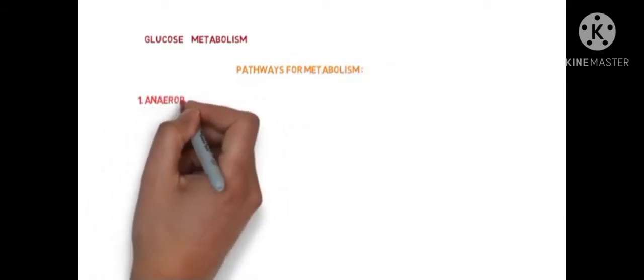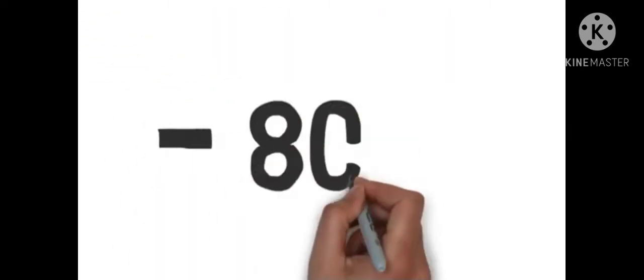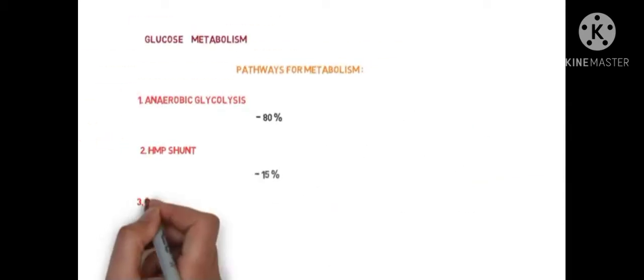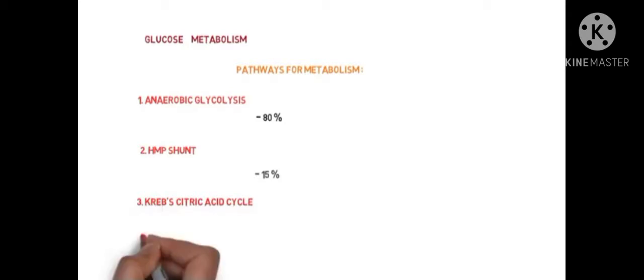The first one is anaerobic glycolysis, or we can say the glycolytic pathway, in which 80% of the glucose is metabolized. The second one is the HMP shunt pathway, in which nearly 50% of glucose may be metabolized. The third one is the Krebs citric acid cycle, and the fourth one is the sorbitol pathway.